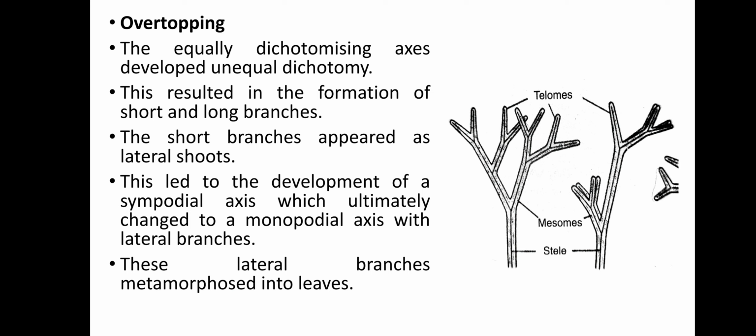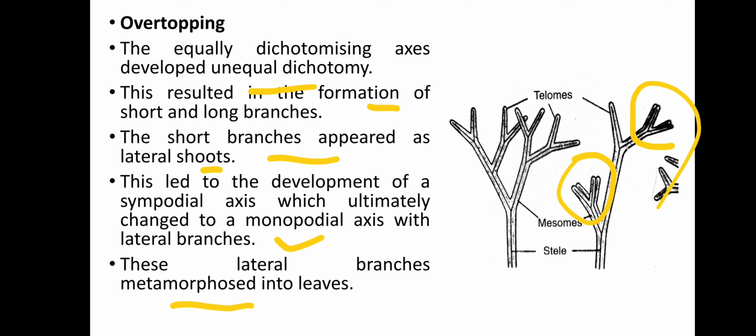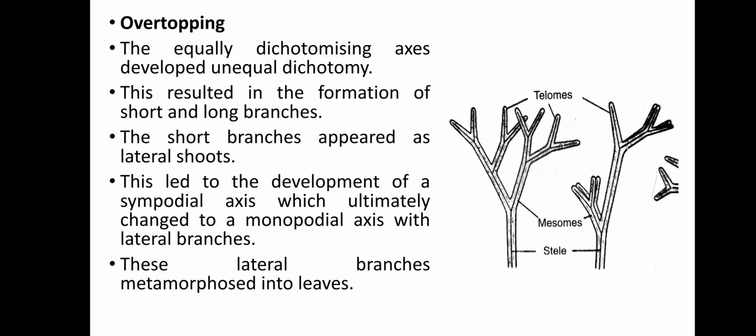At first, overtopping: the equally dichotomizing axis developed unequal dichotomy. This results in the formation of long and short branches. Some branches are short like this and some are long. The short branches appear as lateral shoots. This led to development of a sympodial axis, which ultimately changed to a monopodial axis with lateral branches. These lateral branches later on metamorphosed into leaves.